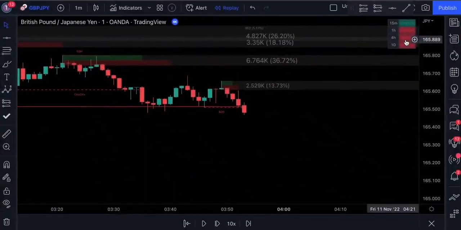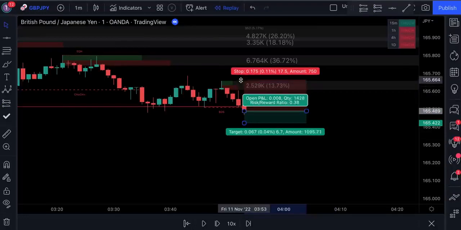If you want to be on an even safer side, you can check the overall trend direction on different timeframes before entering a trade. As we can see, the trend is mainly bearish on higher timeframes. This gives us more confidence when entering a trade.